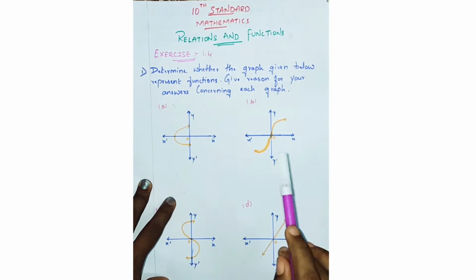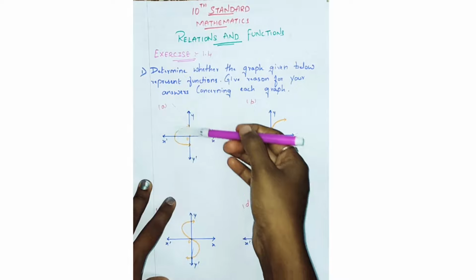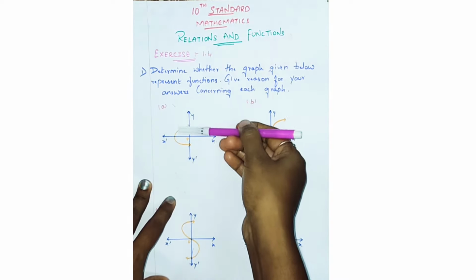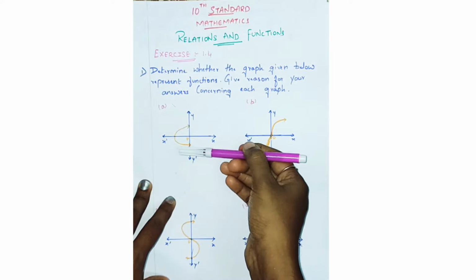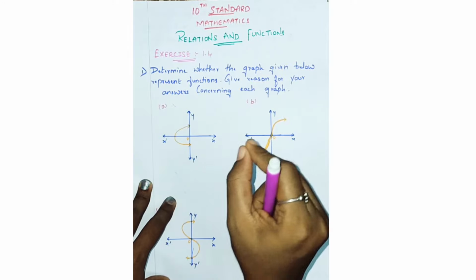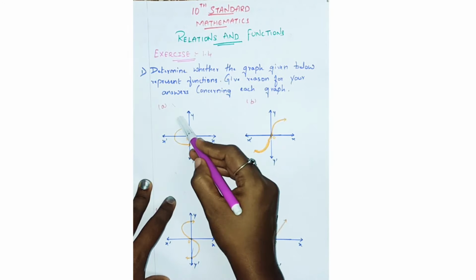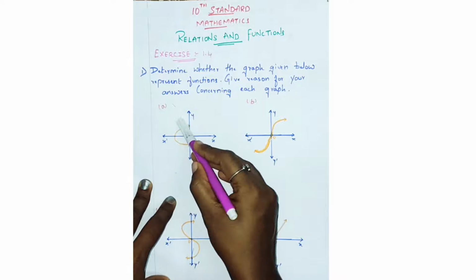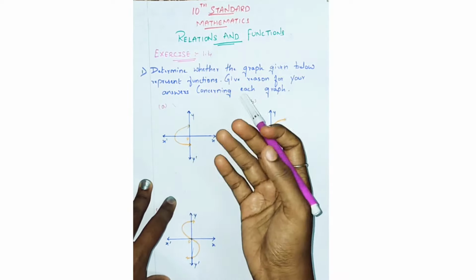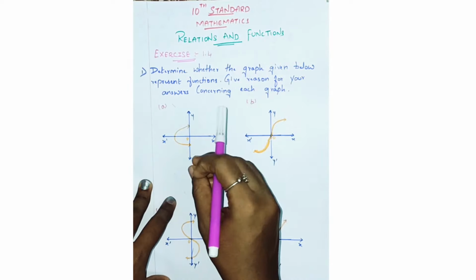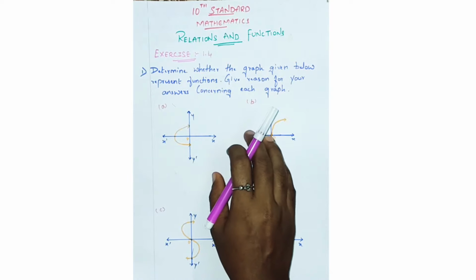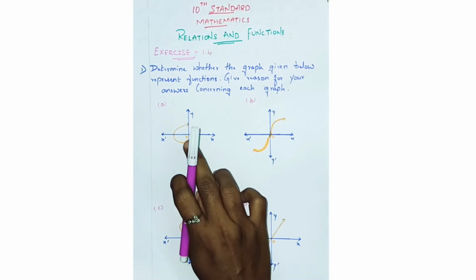Okay, so what you have to do is draw a vertical line. If you draw a vertical line, and the vertical line meets the graph at only one point, then it is a function. Okay, the vertical line should meet the graph at only one point, then it is a function. If it is more than 1 point, like 2 points, 3 points, then it is not a function.